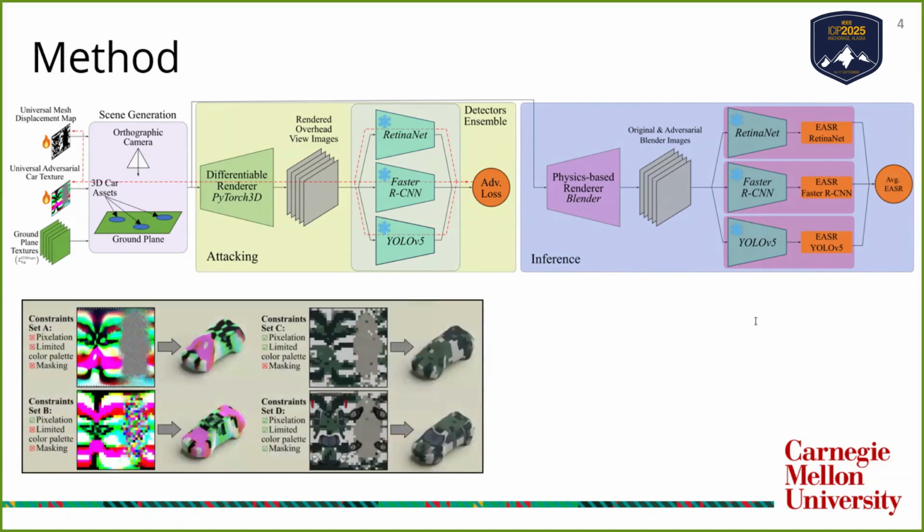Texture constraints are a key part of our method. Unconstrained textures represent the standard unconstrained approach. Pixelization limits spatial resolution, with texture blocks roughly 15 centimeters wide, reflecting practical printing or painting limits. Color constraints restrict the number of colors via palette learning or fixed palettes, making textures more printable. Masking limits camouflage to certain parts, avoiding windows or lights to maintain operability.